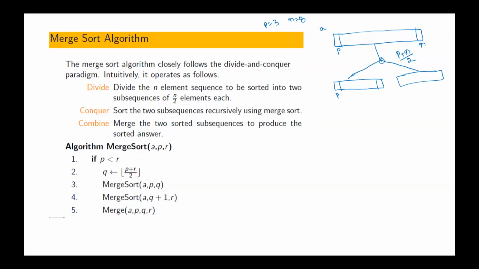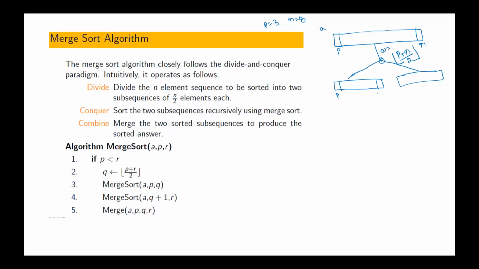11 by 2, 5.5, which is not valid, no? So we should get some integer. Either you make it 6 or you make it 5. That you decide. So let us say we are going to take it like this. Midpoint is floor of P plus R by 2. This we call Q.